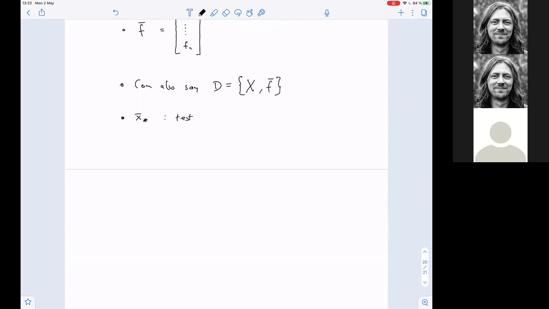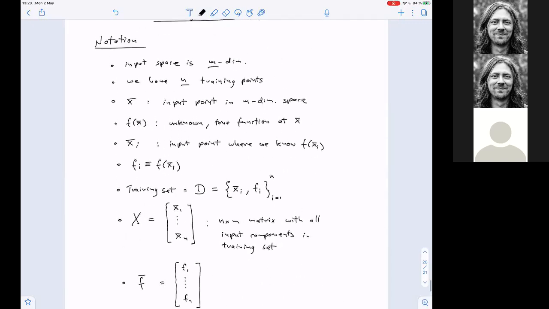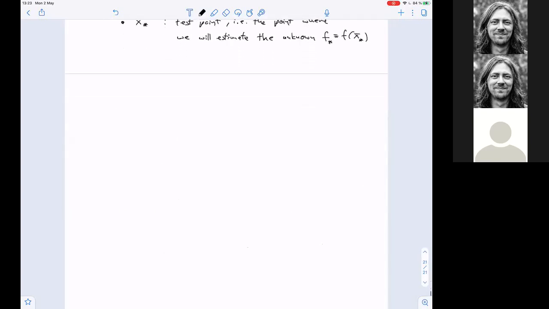This is a test point, a point where we estimate the unknown f star, which is per definition f at this test point. So that's the notation we will use.